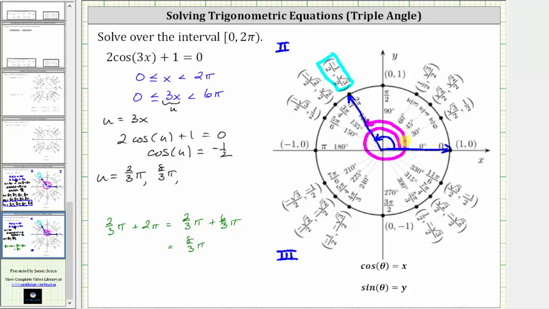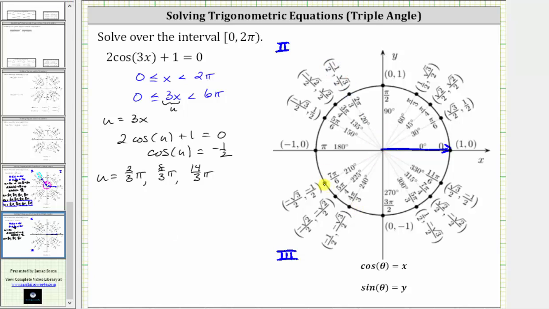The next angle will be 2 complete rotations around the unit circle, and then back to this terminal side, which should be this angle. 1 rotation, 2 rotations, and then back to this terminal side. This angle is 2/3 pi radians plus 4 pi radians. Adding 4 pi radians is the same as adding 12/3 pi. 2/3 pi plus 12/3 pi is 14/3 pi. If we rotated 3 times around the unit circle and then back to this terminal side, we would be beyond 6 pi radians. So now let's move along to the third quadrant.